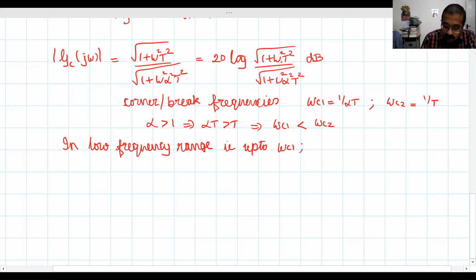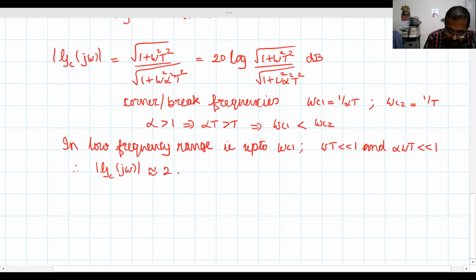Say your omega is 0.01. So omega square means 0.0001. That means the omega square t square part is negligible. Similarly, alpha square omega square t square is also negligible. So effectively, mod GC j omega is approximately equal to 20 log 1, or 0 decibels. In the low frequency range up to omega c1, omega t is very much less than 1 and alpha omega t is also very much less than 1. Therefore, mod GC j omega is approximately equal to 20 log 1, or 0 decibels.